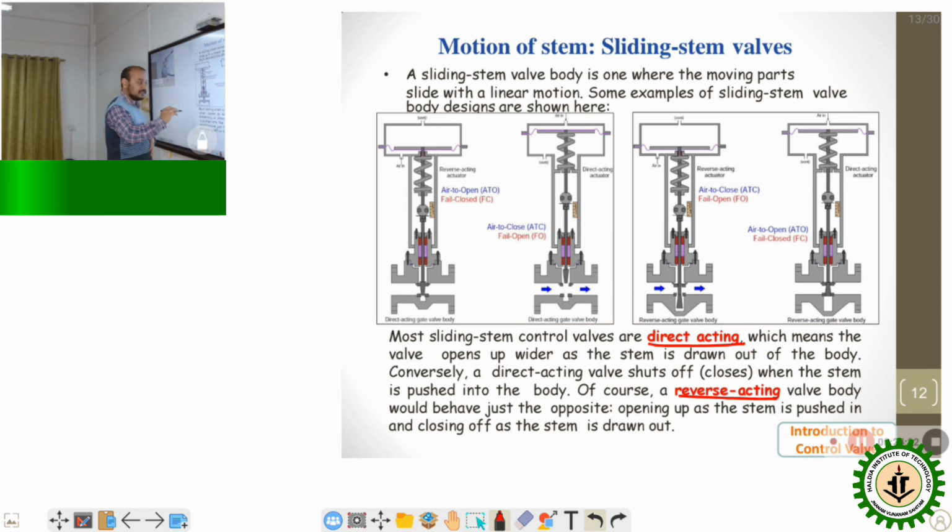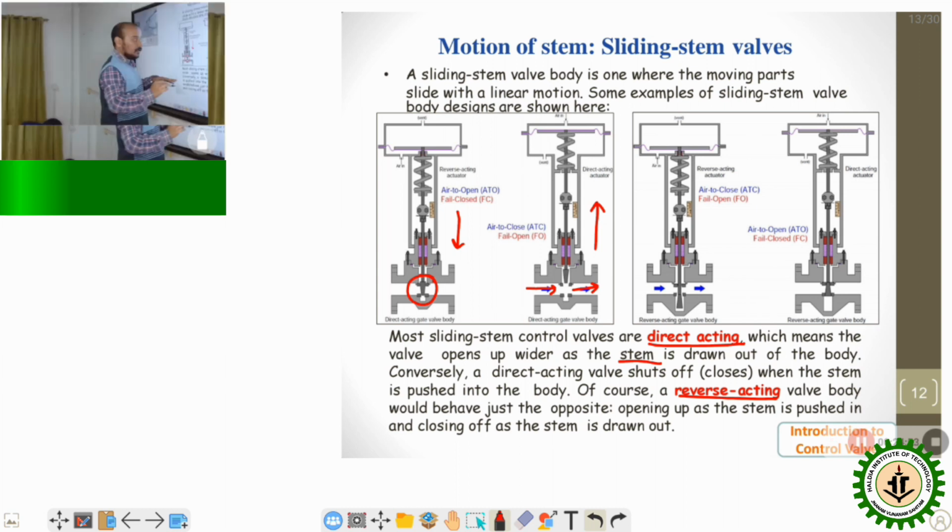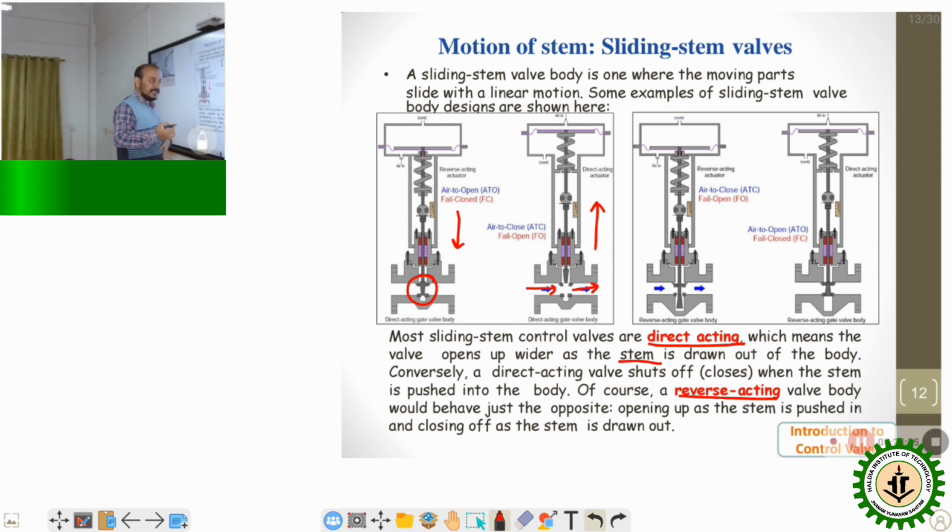Direct acting type means your stem will go down when the control valve is closed, and it will go up when your control valve is open. So here you are able to visualize, if your stem goes down, your control valve is totally closed, and when the stem goes up, your control valve gives the opportunity to the fluid to pass through it. So it is known as a direct acting control valve, whereas reverse acting means the opposite phenomenon is applied.